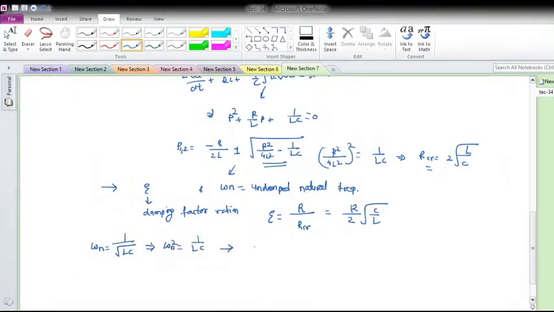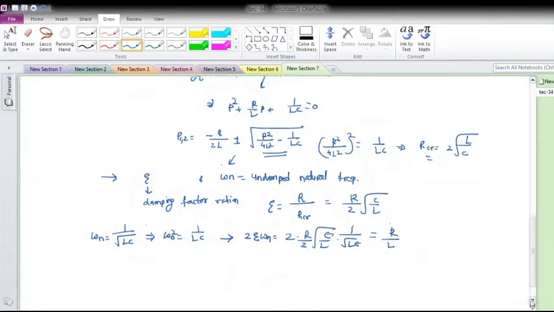Okay, now let me define the term 2 zeta into omega n. If I substitute everything here, 2 zeta is R upon 2 into square root of C upon L, into omega n, which is 1 over square root of LC. So what will happen: the C will get cancelled, L will come out, 2 will vanish. So what is the resultant? The resultant will be R by L.